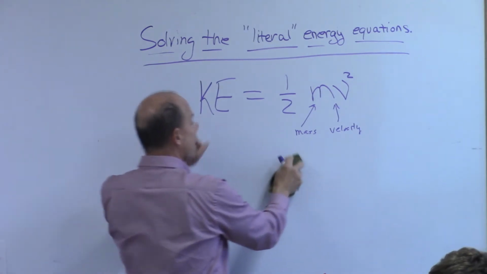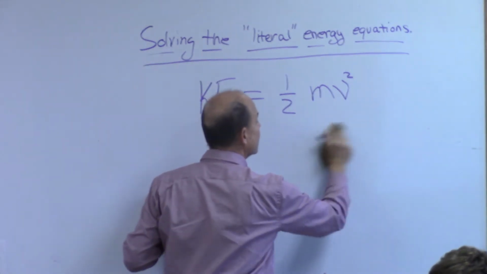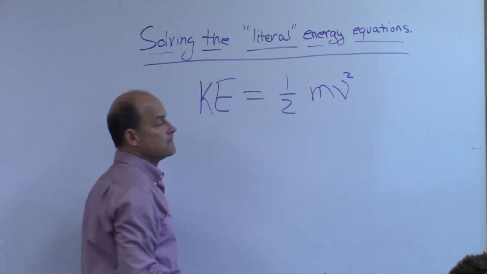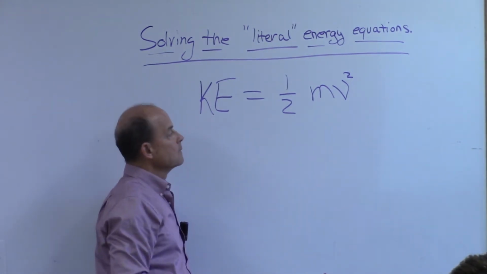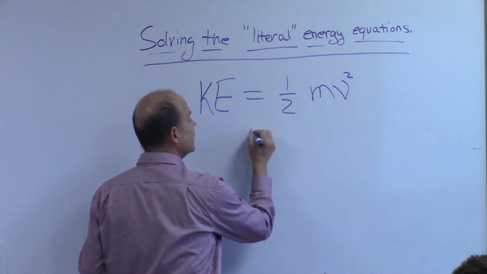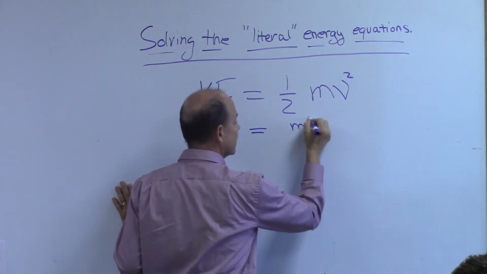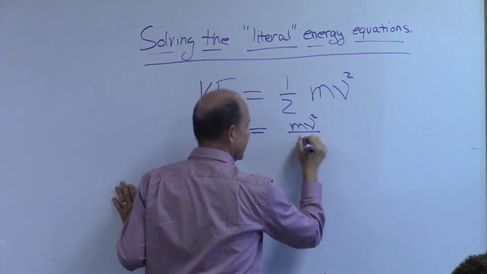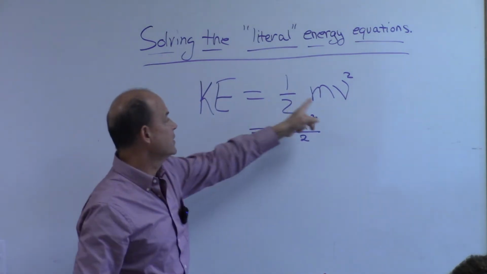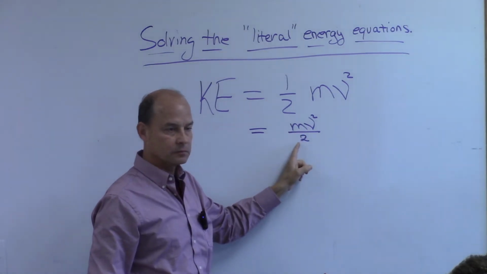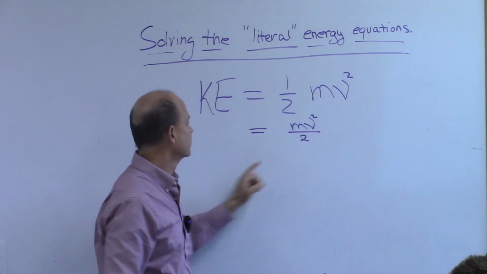You've already solved some problems for KE using this equation. Let me rewrite this slightly differently to make our job easier. 1/2 mv squared. Isn't this the same as mv squared divided by 2? Is it? Okay, good.